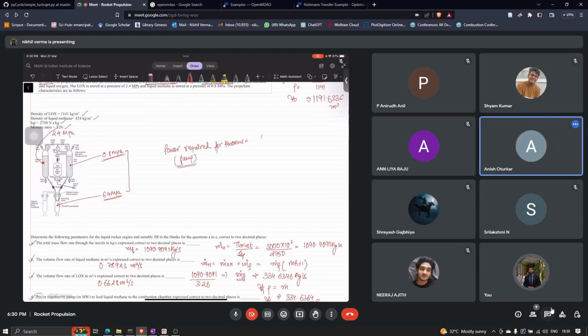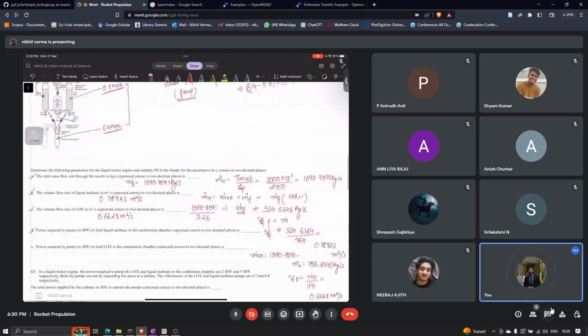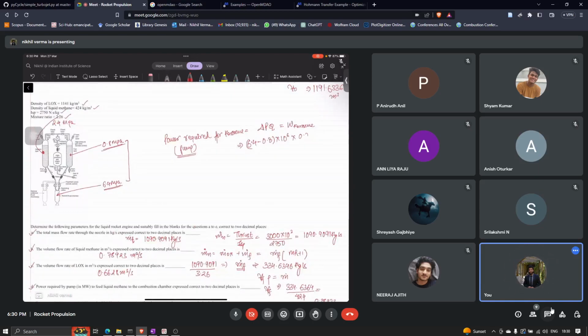Pressure difference into flow rate, right? This is the work done by the kerosene. So the pressure difference across the kerosene tank and the combustion chamber is 6.4 minus 0.8 into 10 to the power 6 pascals, multiplied by the flow rate of the kerosene. The flow rate of the kerosene is 0.78923, which gives you the power of 4.4196 megawatt.